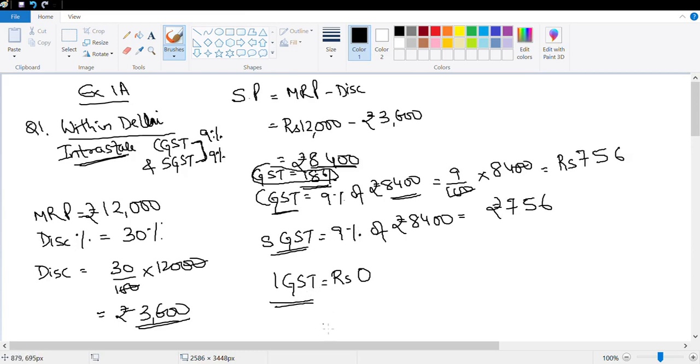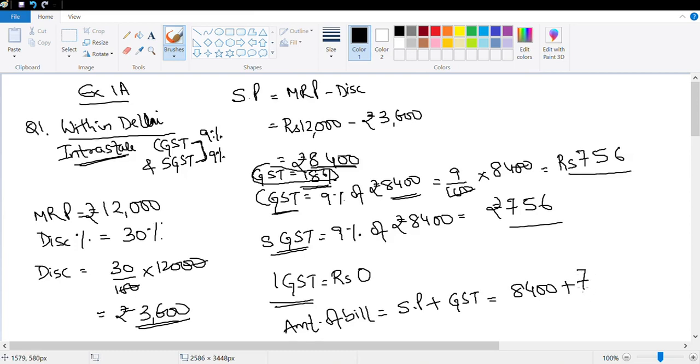And the last part, amount of bill. So what will be the total amount of bill? The total amount of bill will be the selling price plus the GST. So in this case, selling price is 8,400 and GST in this case is 756 plus 756. So 756 plus 756 is 1,512. Correct, 1,512. So that's equal to rupees 9,912. Perfect. So let's move on to the next question.